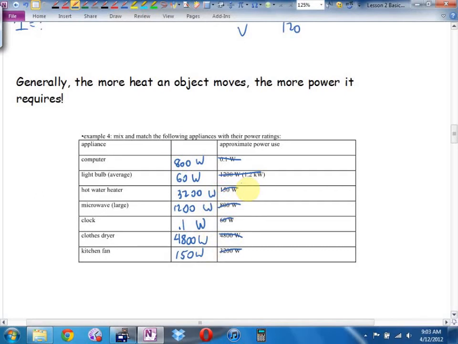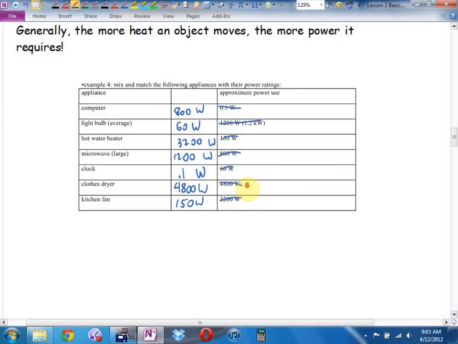The rule of thumb is, or I've seen them as a question, which of the following appliances would use the most power? And they'll give you four to pick from. Just ask, well, which one moves the most heat around? That's going to use the most power. Clothes dryer and stove are the two biggest. Refrigerator fairly big as well, because it's pulling cold, so it's moving heat around by yanking heat out of a situation.